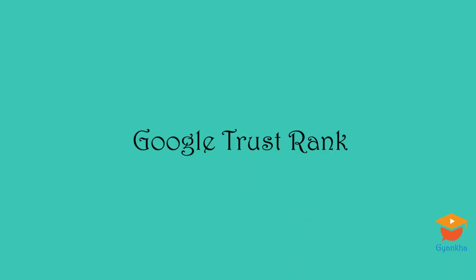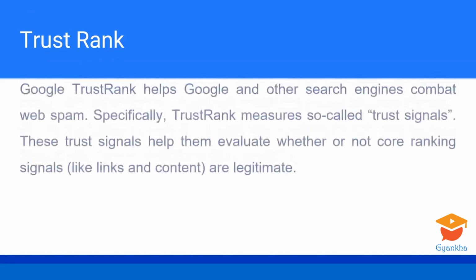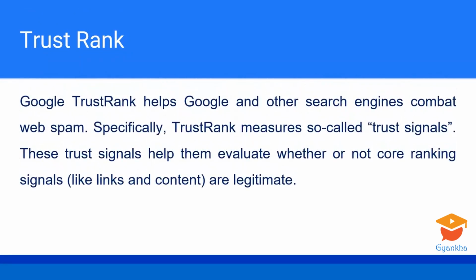In this video, you'll learn about Google Trust Rank, what it is, how it works. Let's dive right in. Google Trust Rank helps Google and other search engines combat web spam. Specifically, Trust Rank measures so-called trust signals. These trust signals help them evaluate whether or not core ranking signals are legitimate. In other words, Google ranks websites that they trust, and they measure that trust in their algorithm with Trust Rank.